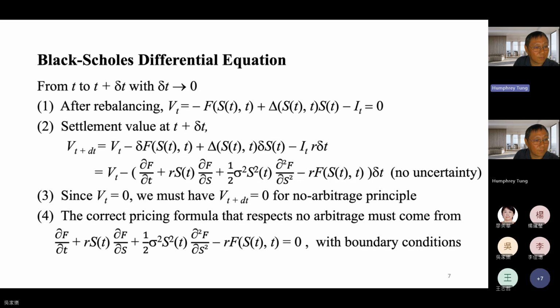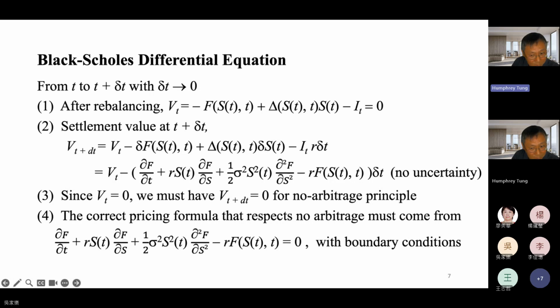If you follow the same kind of argument and look at, in particular, from t to t plus dt, one differential time later, and put in the same argument, in particular, more importantly, the no arbitrage principle, then you will have a differential equation. We call that the Black-Scholes differential equation.